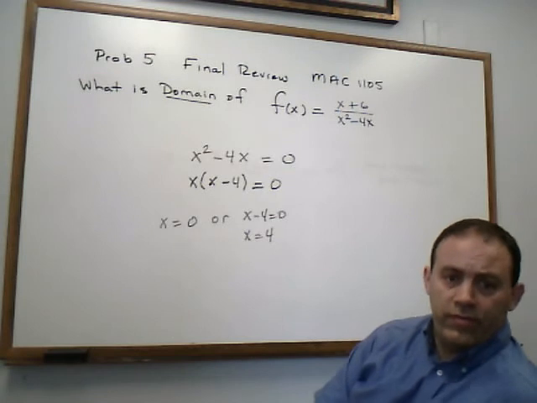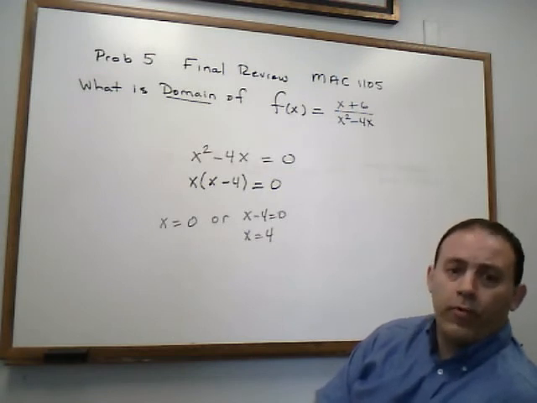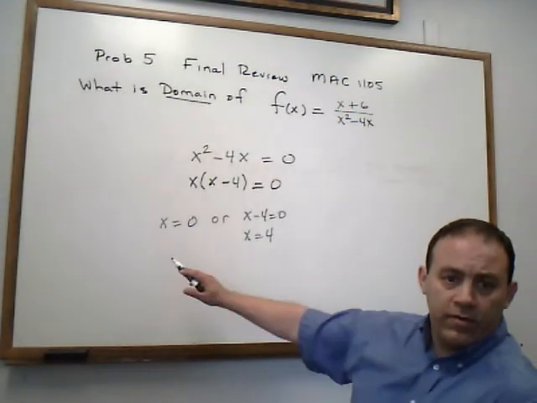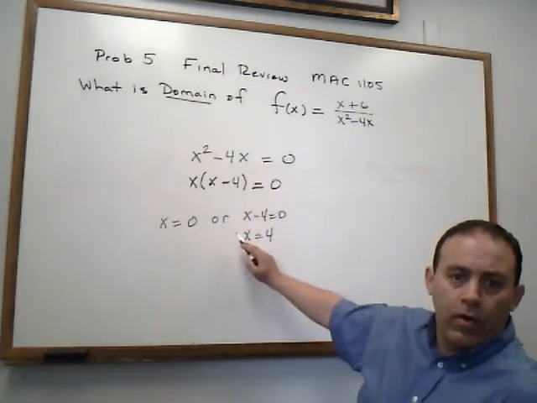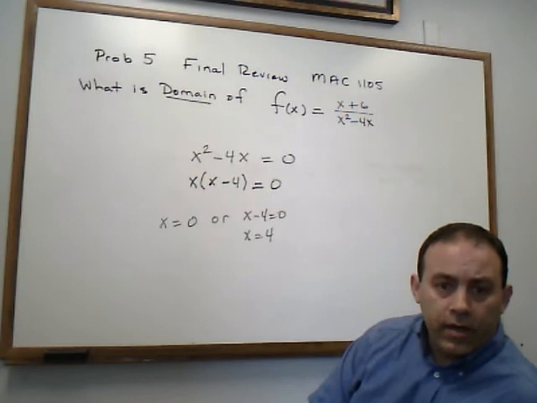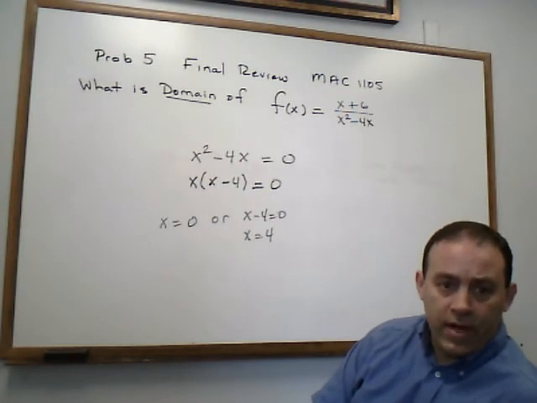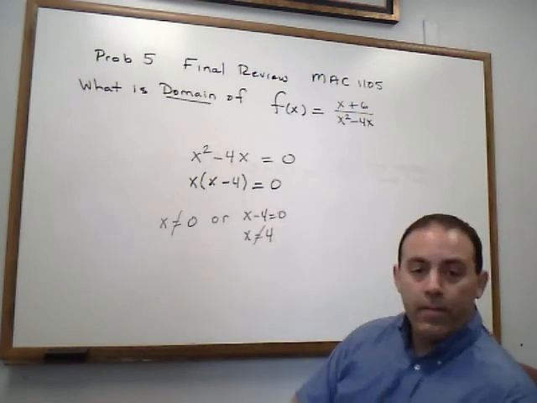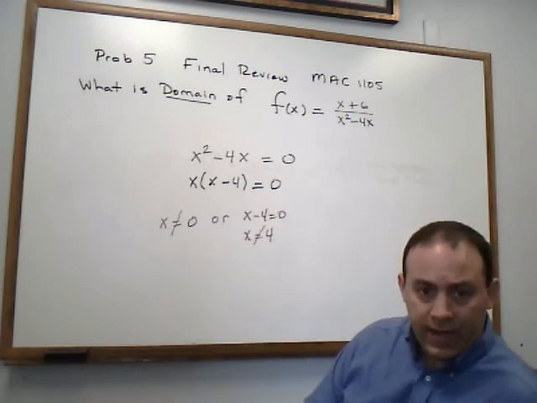They aren't solutions to this equation. In fact, they're the worst possible numbers. They're the numbers that if you throw into f of x, f of 0 or f of 4, you're going to get an undefined answer because your denominator is going to go to 0. So we restrict these bad values from our domain when we write the domain of f of x.